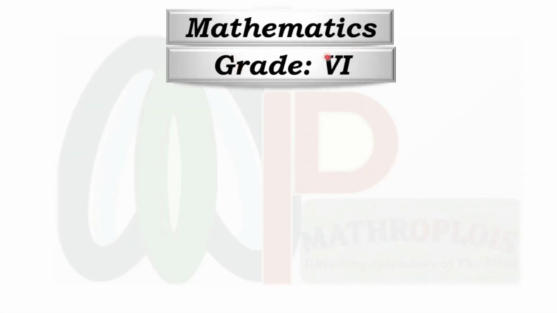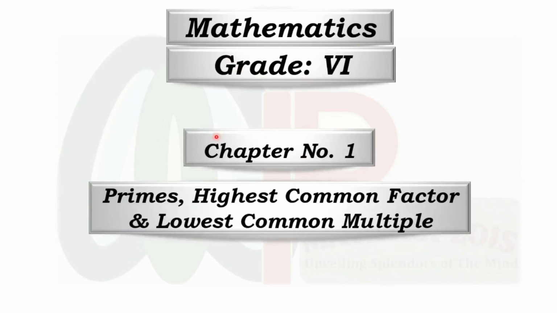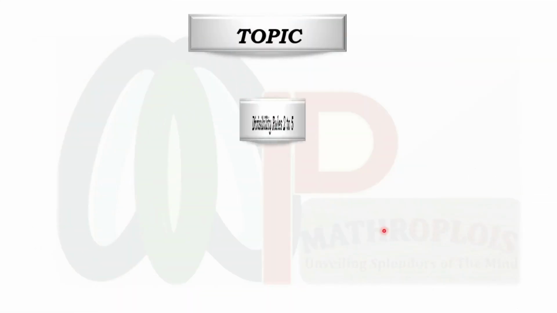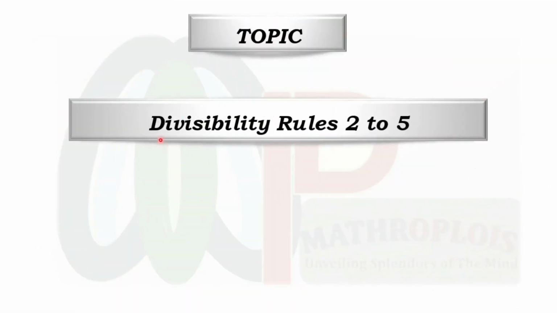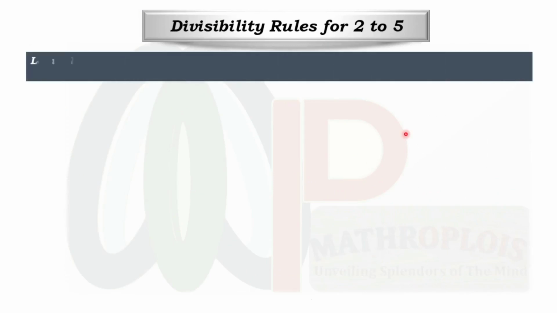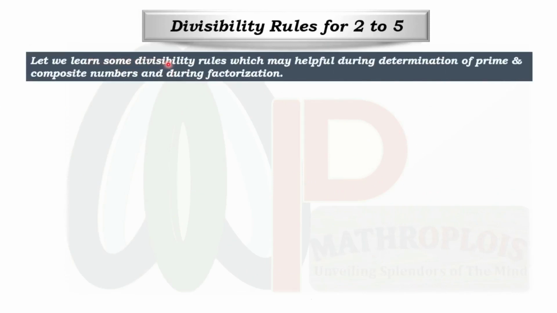It's mathematics of grade 6. We have started chapter number 1, that is, primes, highest common factor, and lowest common multiple. In this lecture, we will learn about divisibility rules of prime numbers 2 to 5. We learn some divisibility rules which may be helpful during determination of prime and composite numbers, and during factorization.